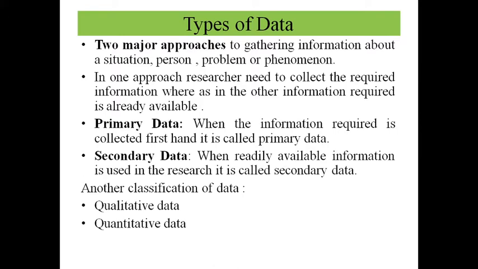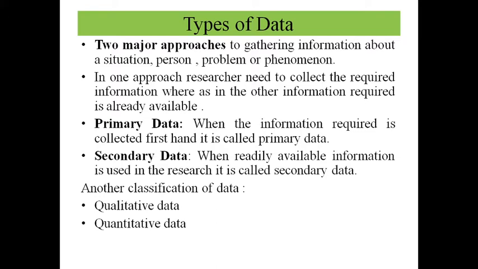There are two major approaches to gathering information about a situation, person, problem, or phenomena. In one approach, researchers need to collect the required information, whereas in the other, the information required is already available. When the information required is collected first-hand by the researcher, it is called primary data. When readily available information is used in the research, it is called secondary data.